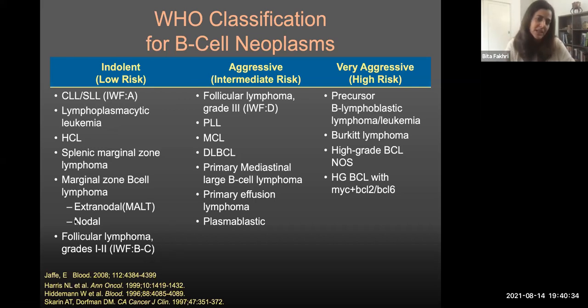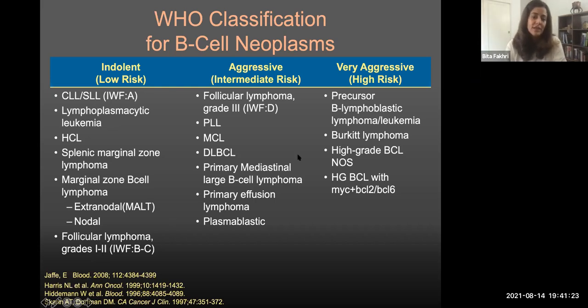So based on this classification, again, you have indolent lymphomas that we talked about, like SLL, CLL, Waldenstrom, hairy cell leukemia, splenic marginal zone lymphoma, and then you have nodal and extranodal marginal zone lymphoma. The old name for extranodal marginal zone lymphoma, based on the location, was, if it was in the stomach, mucosal-associated lymphoid tissue, if it was in the lungs, BALT, bronchial-associated lymphoid tissue, if it was in the skin, they called it SALT, or skin-associated lymphoid tissue. But right now they're all categorized under the category of extranodal marginal zone lymphoma. And then you have low-grade follicular lymphomas, which is mostly grade 1, 2, and 3A.